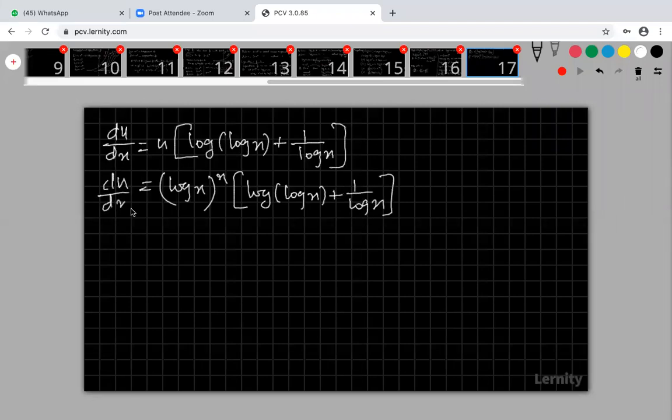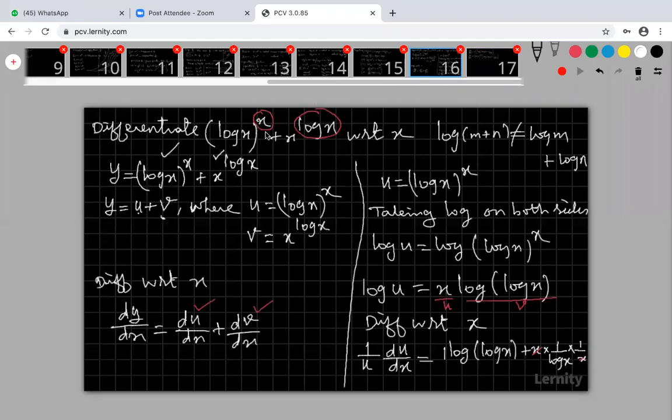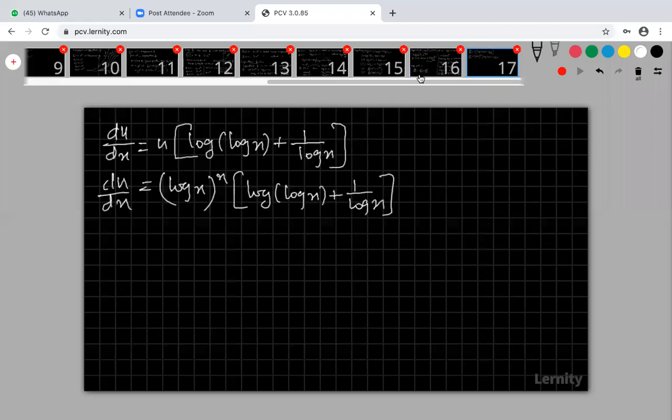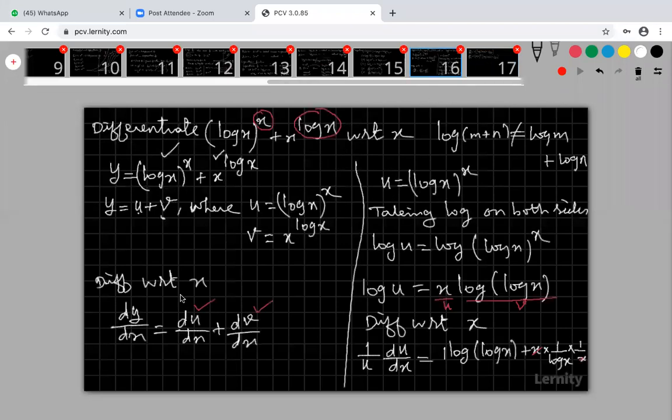Okay, what is the question? The question is to differentiate. Suppose I am taking this as y, the differentiation is dy by dx. I am going to find out my dy by dx. My dy by dx is nothing but du by dx plus dv by dx. I got du by dx. Similarly, I'm going to find out my dv by dx. After finding dv by dx, add du by dx and dv by dx.